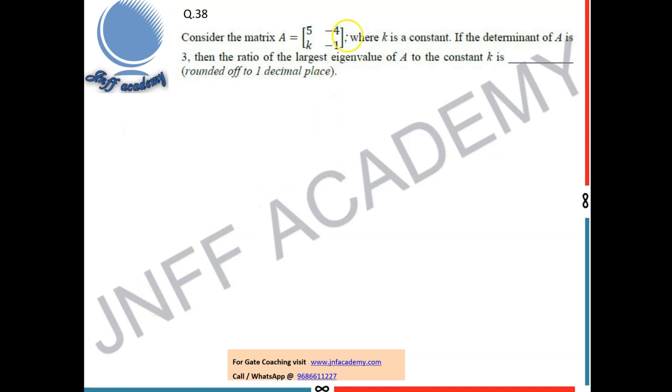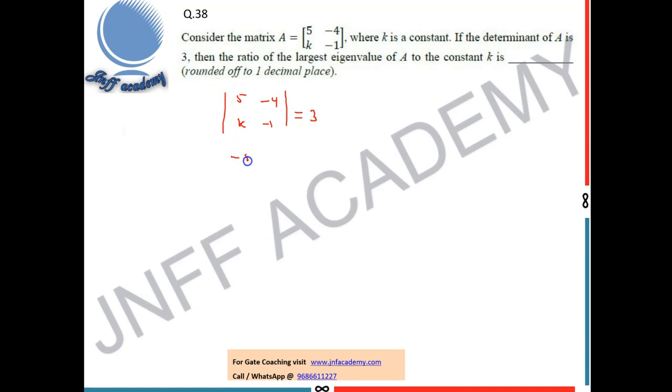Consider the matrix. One matrix is given, a 2 by 2 matrix, where k is a constant. If the determinant of A is 3, then the ratio of the largest eigenvalue of A to the constant k is what? So first we have to find out the constant k. What is given? The determinant of this matrix is equal to 3.